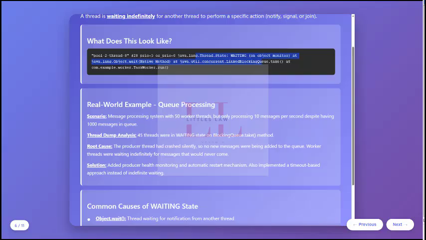So the root cause turned out to be that the producer thread, the one responsible for adding messages to the queue, had crashed silently. So the worker threads were waiting indefinitely for messages that would never come.